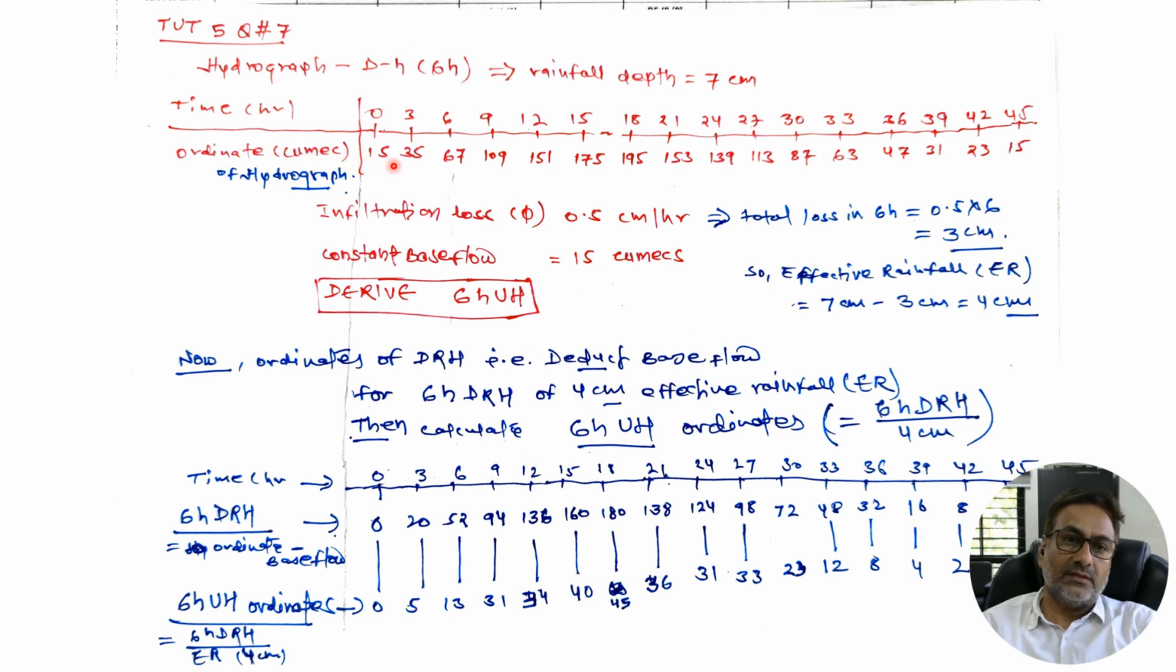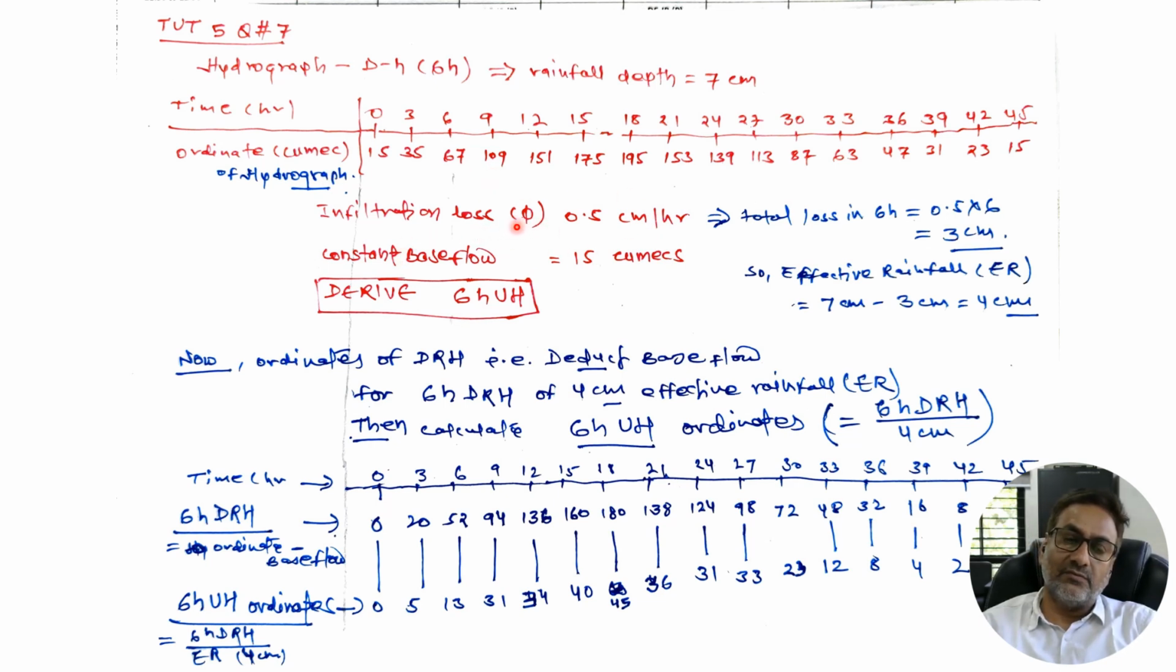Cubic meter per second, 1535. This is in centimeter, rainfall, and this is discharge basically. A hydrograph represents the discharge versus time graph. So that difference we must understand.